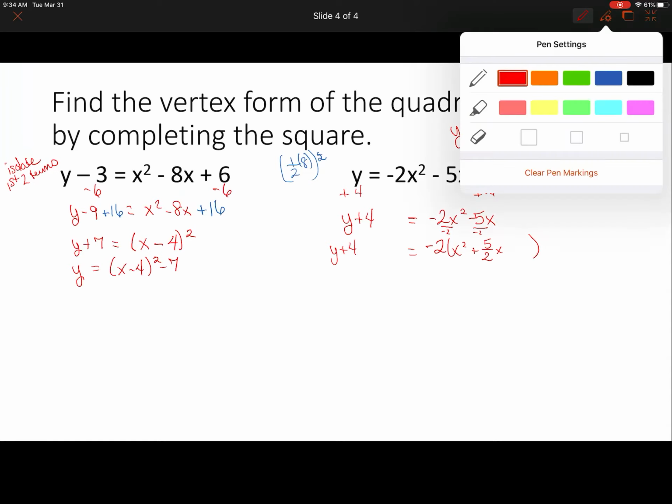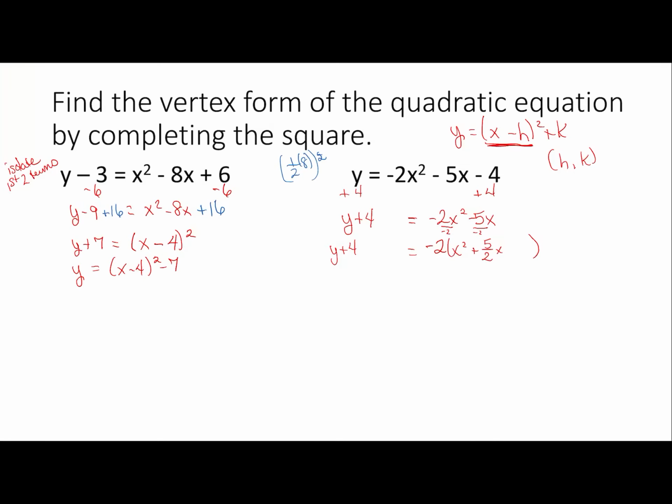And now the process is the same. We still have to take half of the middle term and square it. So if we take 5/2 times a half, and we square that, we'll have 5/4 squared, or 25/16. So if we add 25/16 to this side, the first thing we want to do is, typically we think, let's add 25/16 to the other side.